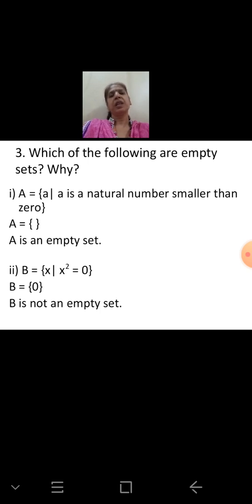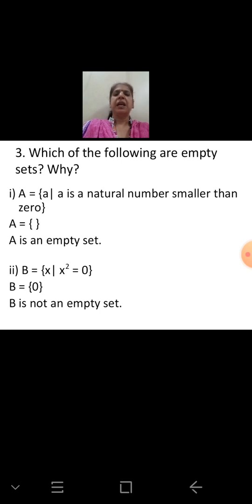First one. Set A is the set of all a such that a is a natural number smaller than 0. Now, which is the smallest natural number? 1. Smallest natural number is 1. Is there any natural number smaller than 0? No. So, there is no element in that. Set A is an empty set. How will we write it? Set A equal to, put curly brackets, no element in that. A is an empty set.